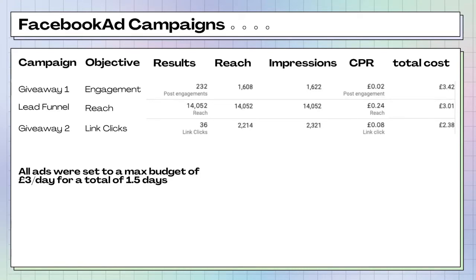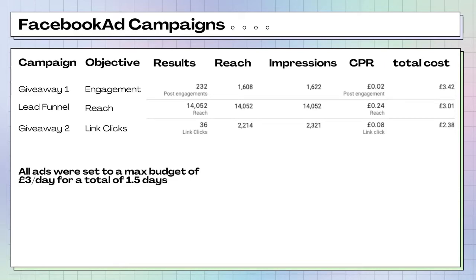Those two are completely different approaches to the same end goal, which is to get people who are already on the awareness scale, so they're potentially interested in us, to take that next step and actually interact with us, and for us to be able to get them onto either our contacts list or our followers list in order to be able to target them further in the future. I set all of these campaigns to run for 1.5 days with a max budget of £3 per day. You can see at the very end there you have the total cost.